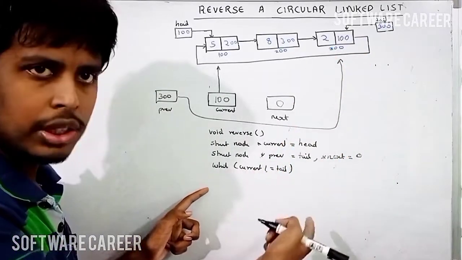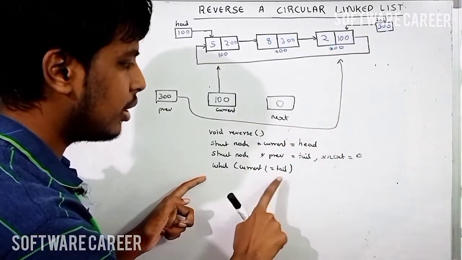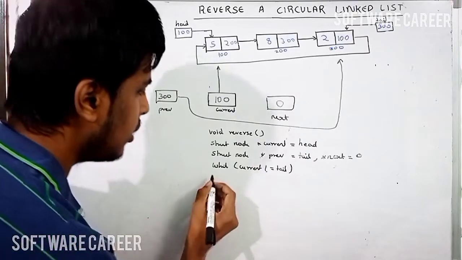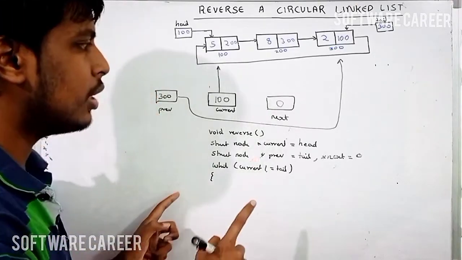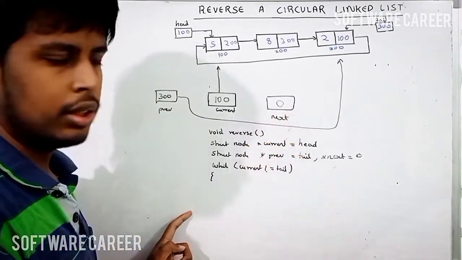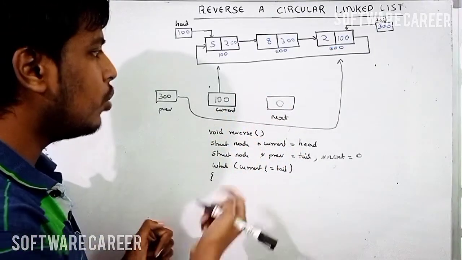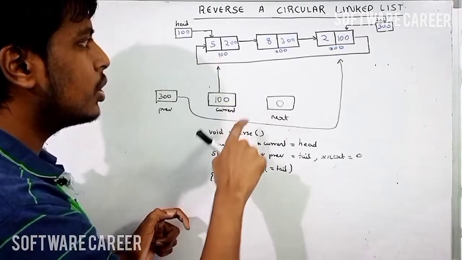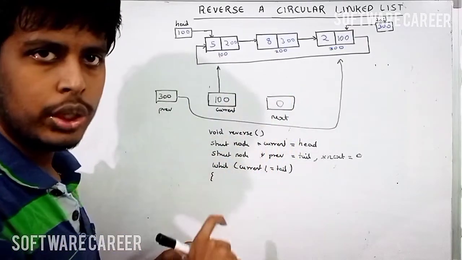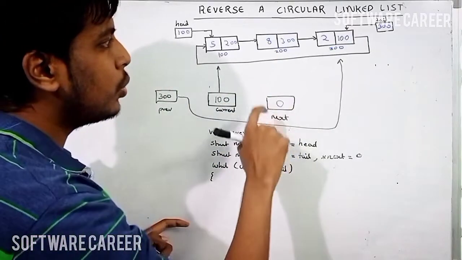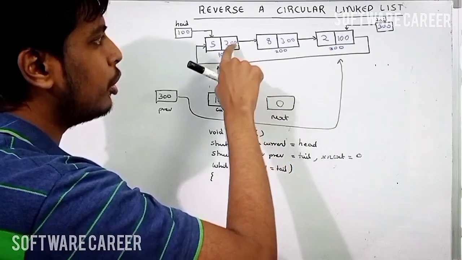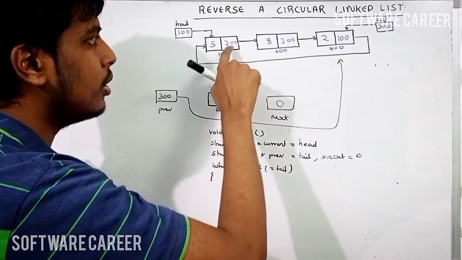I'll teach you this afterwards. See here, I have written while current not equals to tail. Now, the first step is this next pointer. This pointer should point to the next node of current. Where current is pointing at 100, next should point at 200. So how can you get 200? 200 is stored in the pointer part of current next.